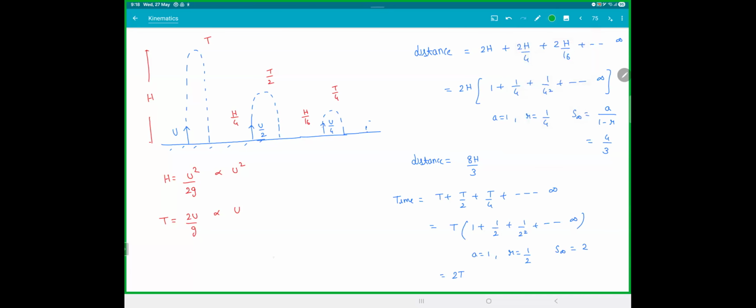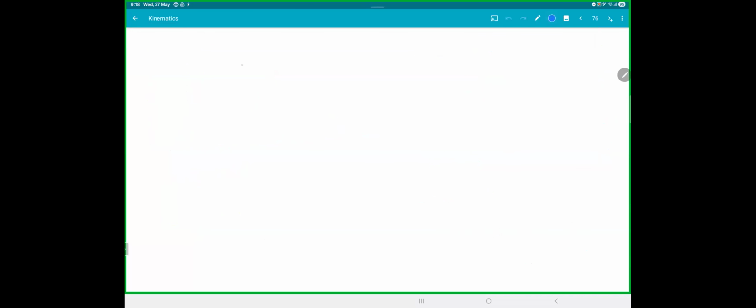What do you want to find? Average speed. So once you got this stuff, average speed is total distance by total time. So distance is 8h by 3. The time is 2t. So that would be 8 by 3. And what is h? u square by 2g. What is t? 2 into 2u by g. So 8 will cancel, g will cancel, you end up with u by 3.